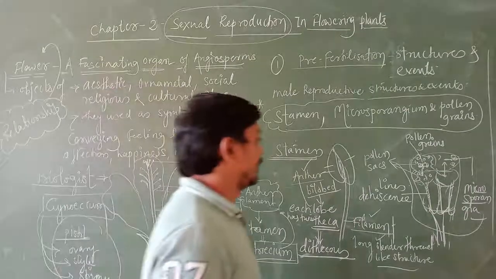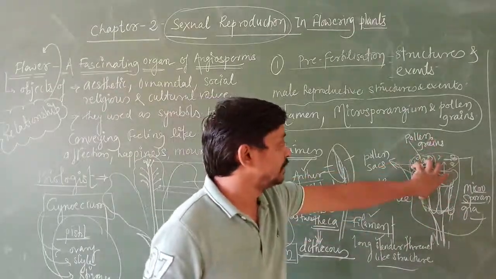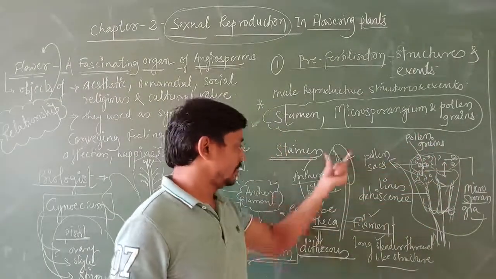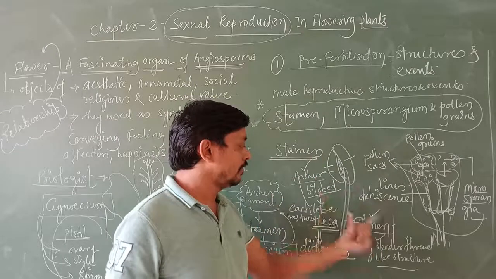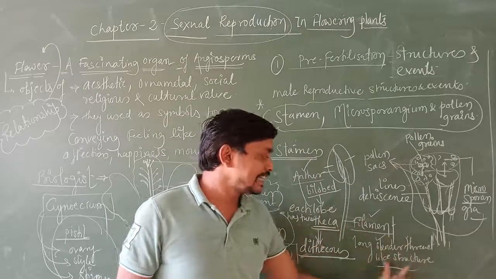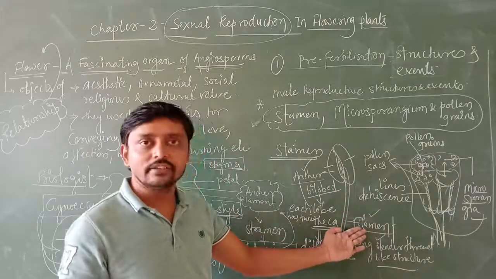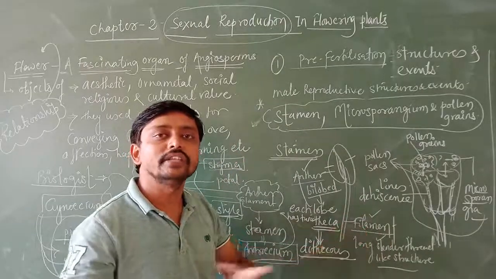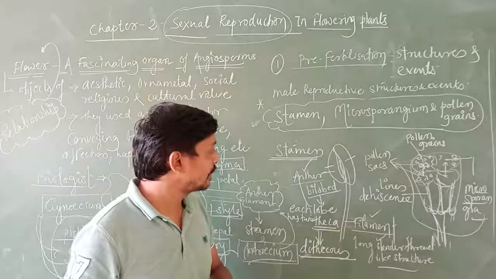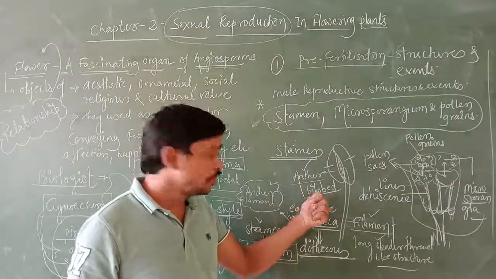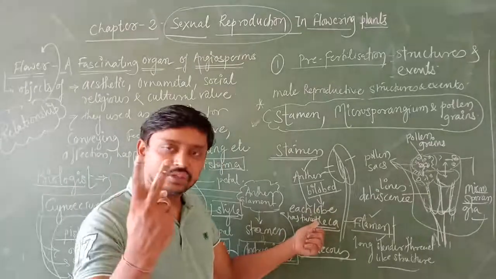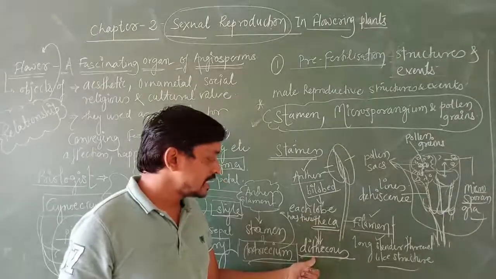Okay, listen. Once again I am going to explain this. I told you, stamen has a filament and anther. Filament is a long, slender, thread-like structure, and the filament length and the number of filaments vary from one flower to another flower. The anther is bilobed and each lobe has two theca. That's what we are going to call dithecous.